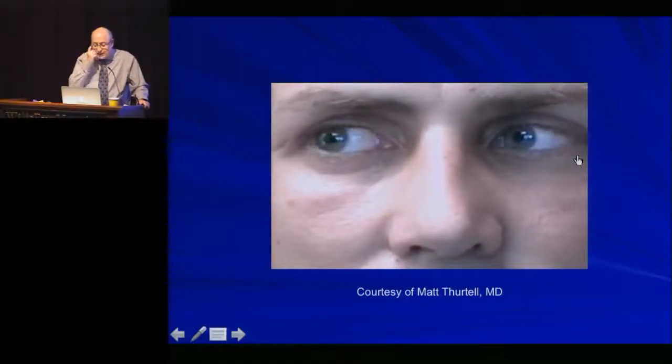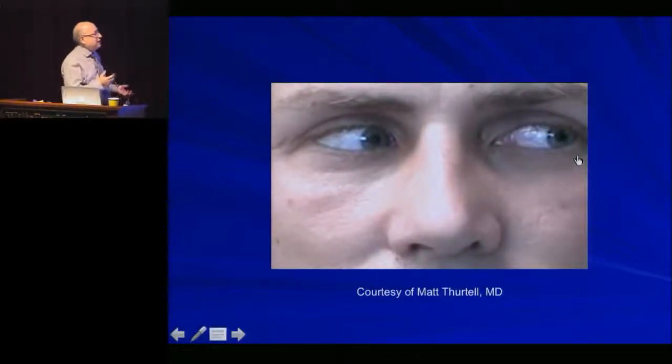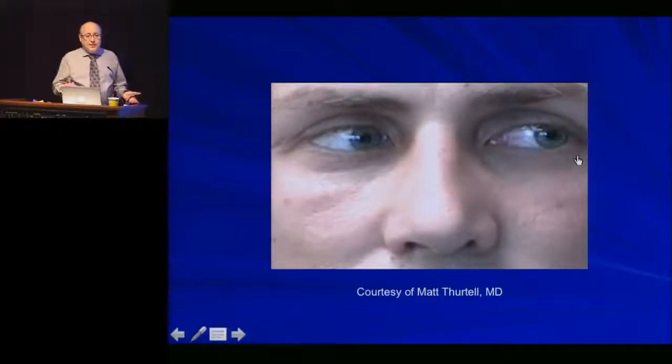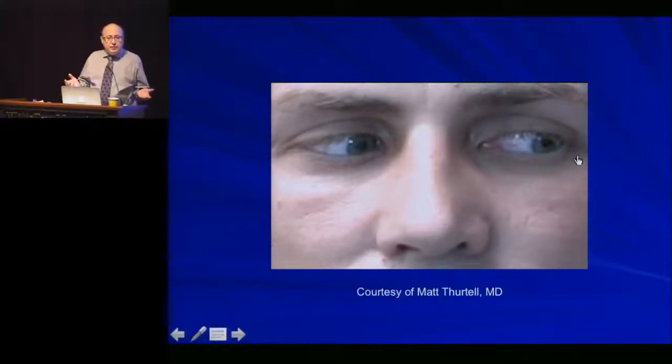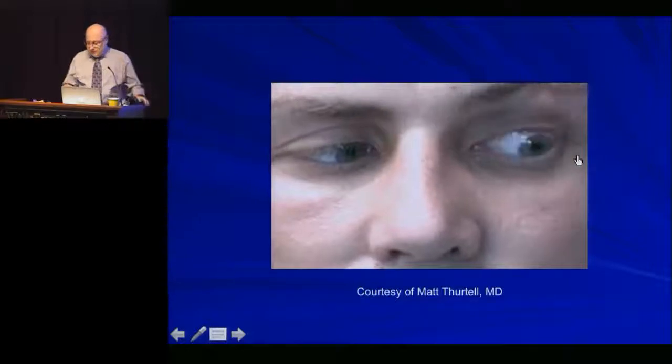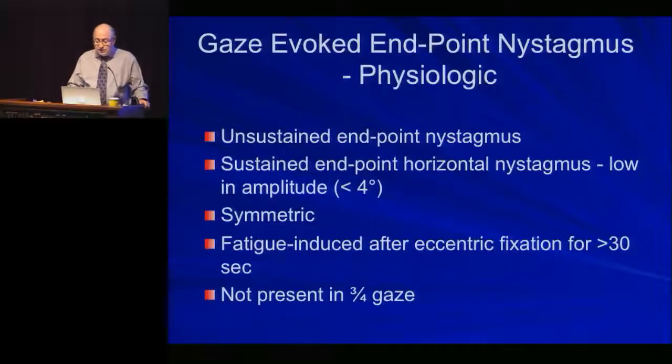Now, let's talk about gaze-evoked nystagmus. So gaze-evoked nystagmus is you go to the right and it beats to the right, you go to the left and it beats to the left. This is the most common type of nystagmus that we see, right? And what's the cause? Well, it could be physiologic, and in that case, it's not sustained. It's only there at the end. It's low in amplitude. If you come back to three-quarter gaze, it's gone, and it's symmetric.